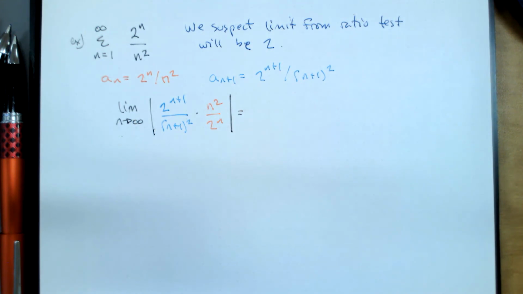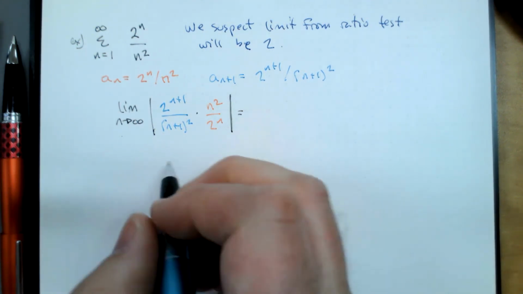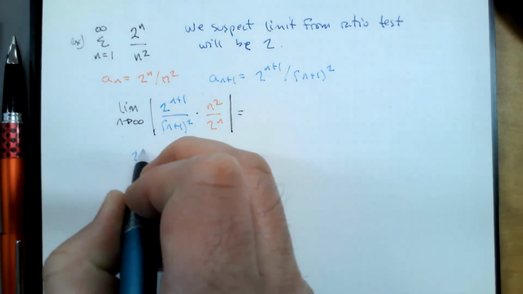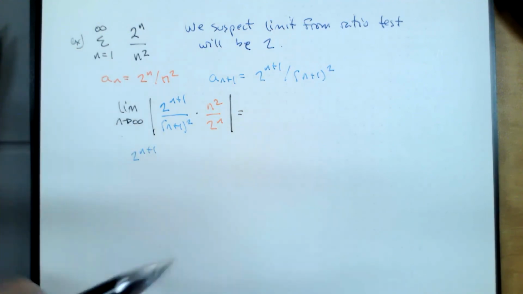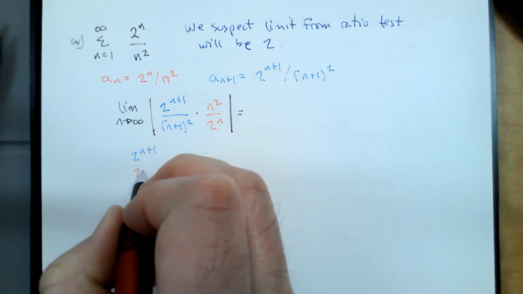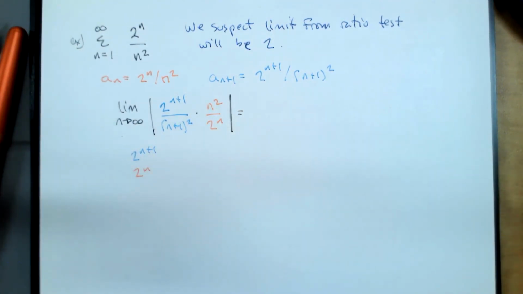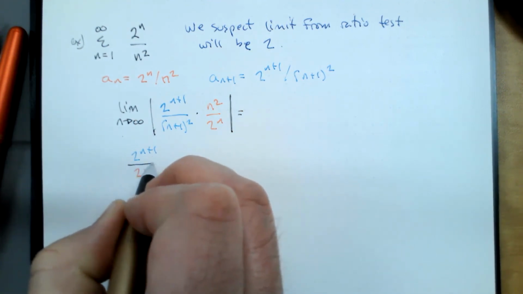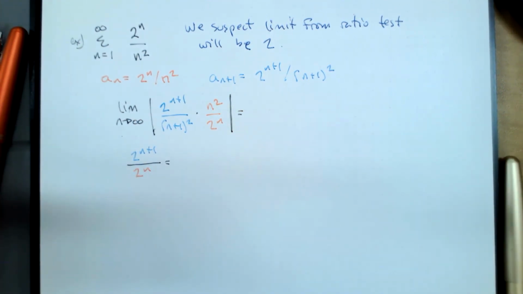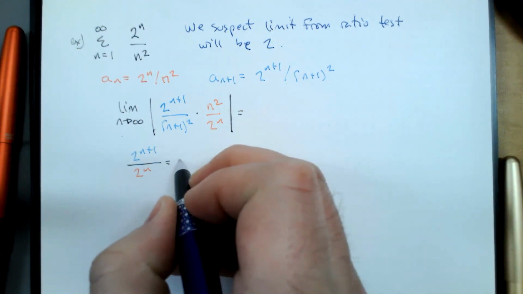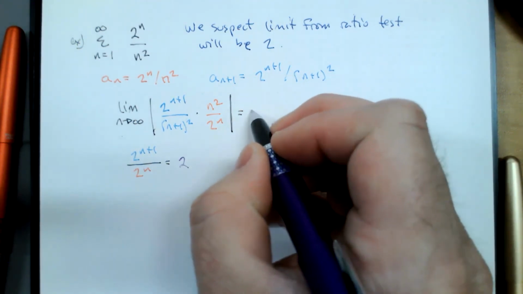And what we suspected was going to happen, we can see that happening. I've got 2 to the n plus 1 over 2 to the n. So now 2 to the n cancels out, and I'm left with a 2 rather than a 1/2. So 2 to the n plus 1 divided by 2 to the n is going to equal 2, not 1/2 like we got before.